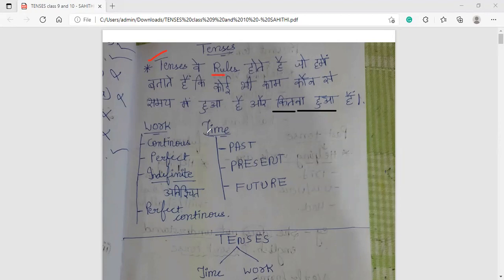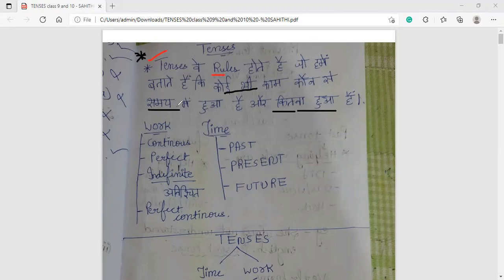They tell us what work has been done, how much time it has taken, and how much has been done. What work has been done and at which time that work has been done, and how much it has been done. Okay, so remember what tenses are, as this may be asked. I'm not saying that you must use this definition only, but according to me this definition is easy.